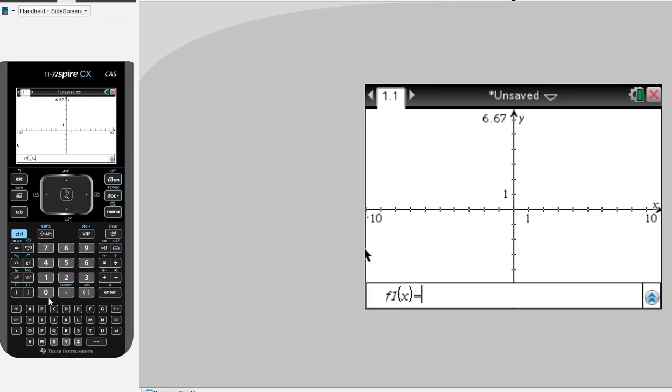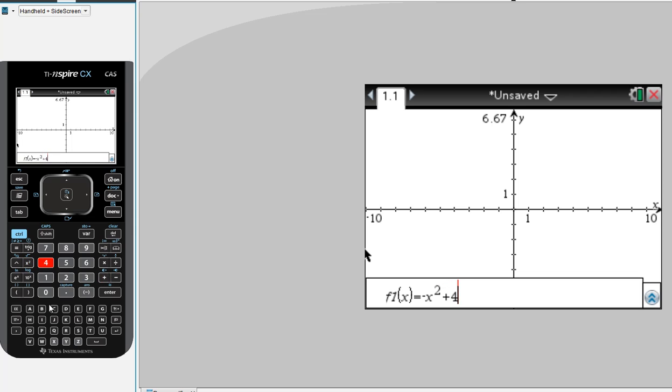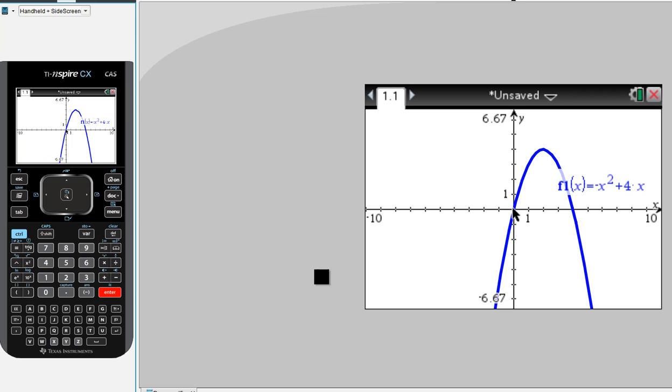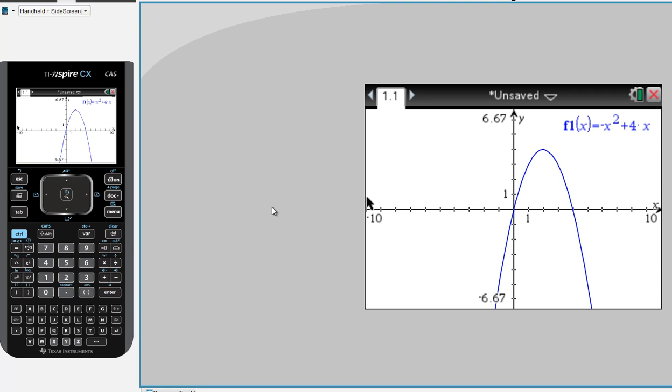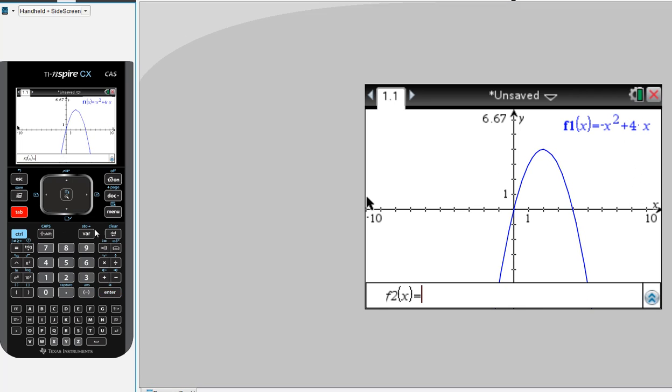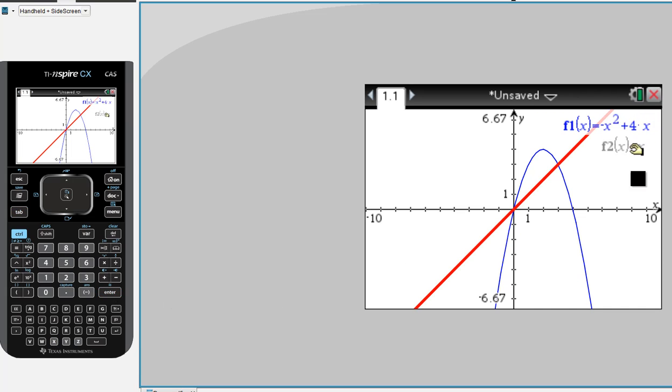Now we are gonna have a look at the graph of two functions. The first one is minus x squared plus 4x. It looks like this. Let's move it up here. The second one is x. It looks like that. Now we are going to find the area between the two graphs. So this is kind of the upper function and this is the lower function.